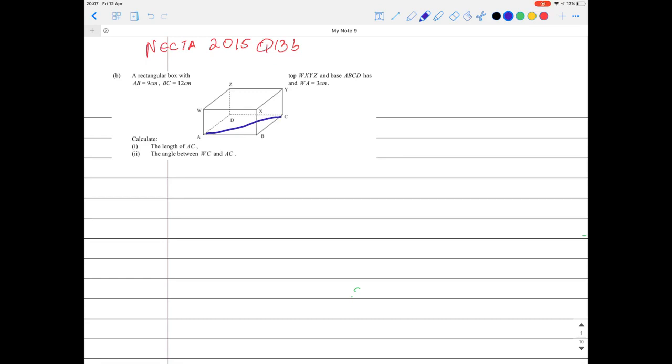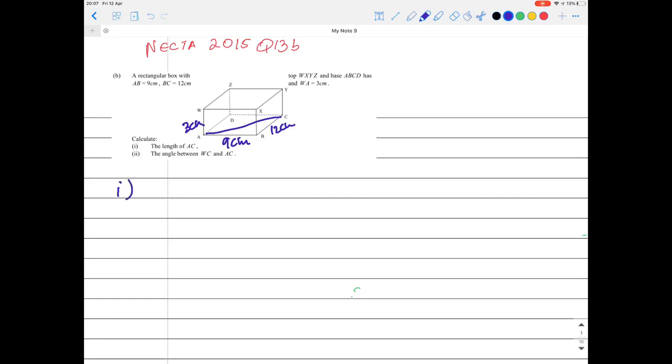First thing before you do anything, make sure you label all the lengths that you're given. WA is 3 centimeters, AB is 9 centimeters, BC is 12 centimeters, and we've been asked to find AC.